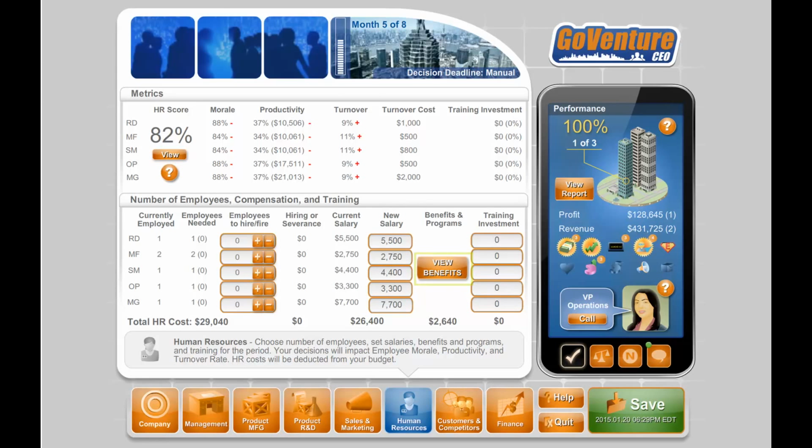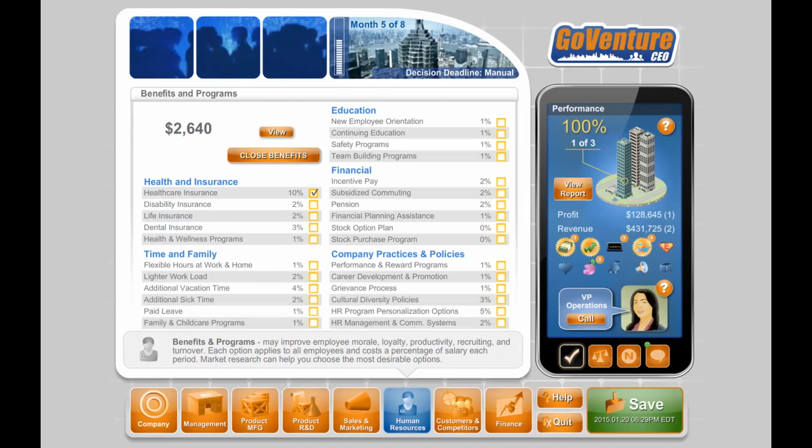And, you can add many benefits to the compensation package. Benefits are provided in addition to salary. You can choose to include a benefit by clicking the checkbox. Each benefit has a cost associated with it, which is shown here as a percentage of salary. For example, if the total of salaries for the period is $26,400 and health benefits are 10% of salaries, then the cost of including health benefits will be $2,640 per period. The benefits apply to all employees. They are not based on business function.